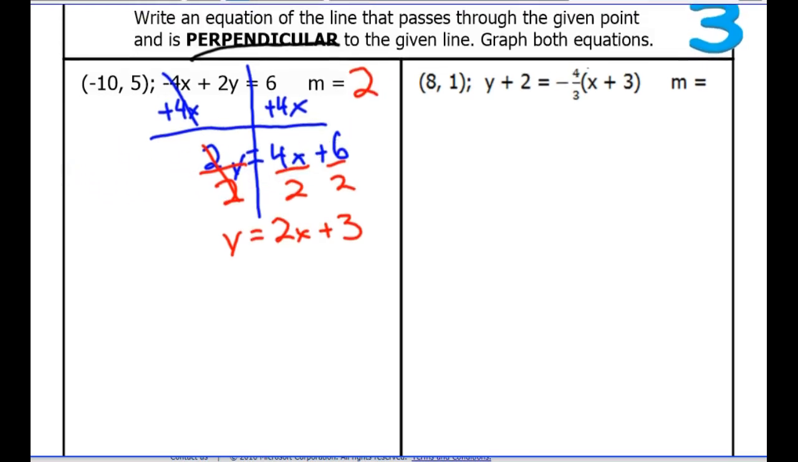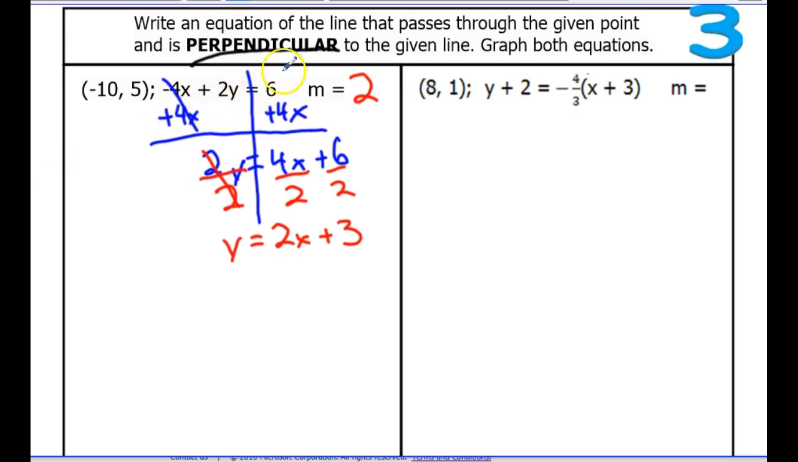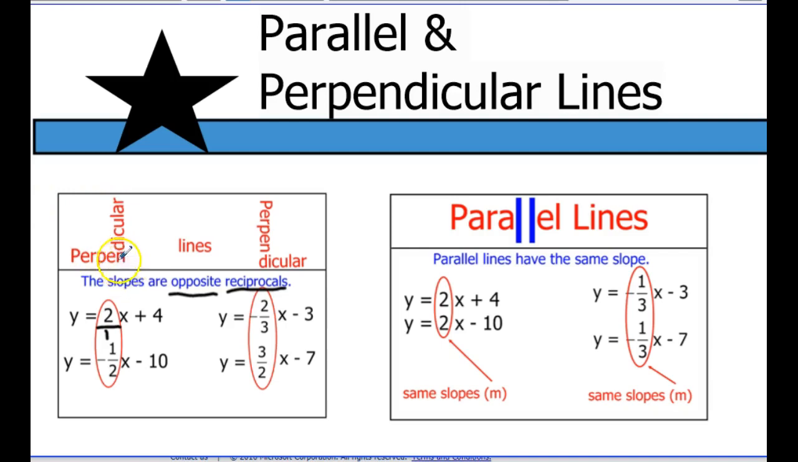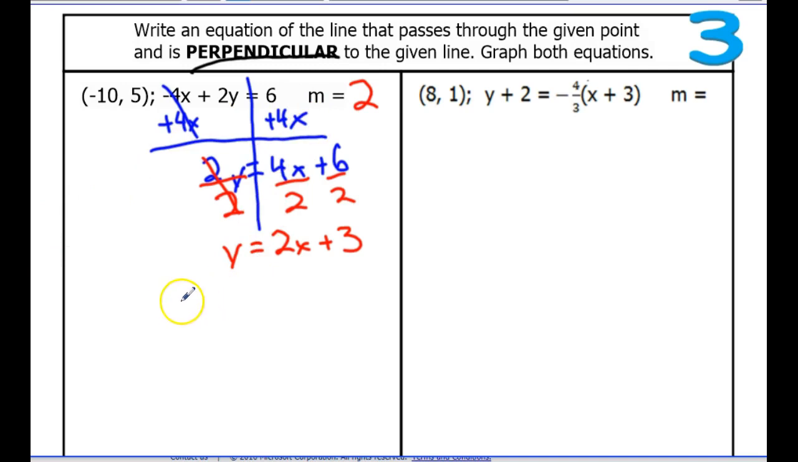Now, if we are going to graph another line or find another equation that is perpendicular to this, we need to look at our slope. And our slope is 2. So if you remember from the last slide, our slopes for perpendicular lines are opposite reciprocals. So instead of 2, our slope for this next problem is going to be the opposite. So instead of positive, it's going to be negative. And instead of 2, or 2 over 1, it's going to be 1 over 2.